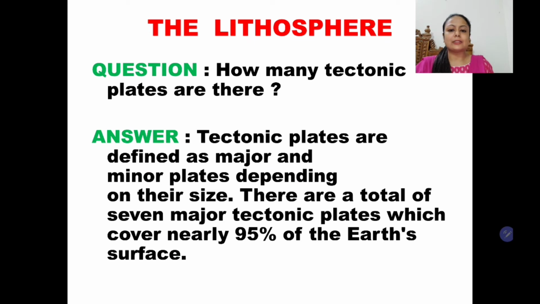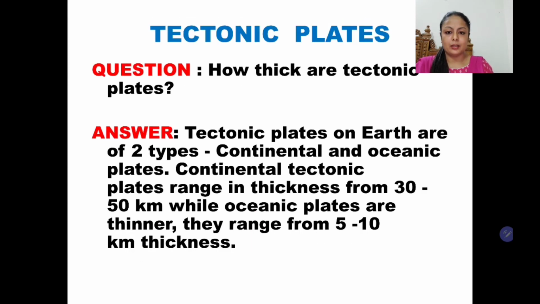So how many tectonic plates? So here we will find out. Tectonic plates are defined as major and minor plates depending on their size. There are a total of 7 major plates which cover 95% of the total Earth's surface. So this is about the tectonic plates.